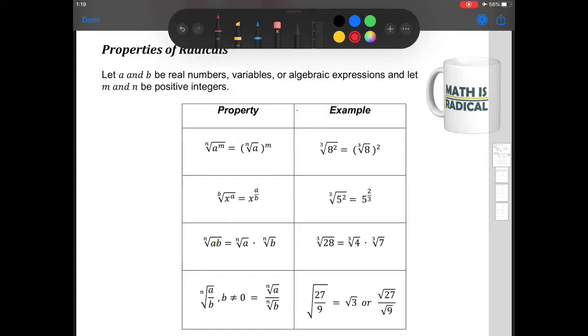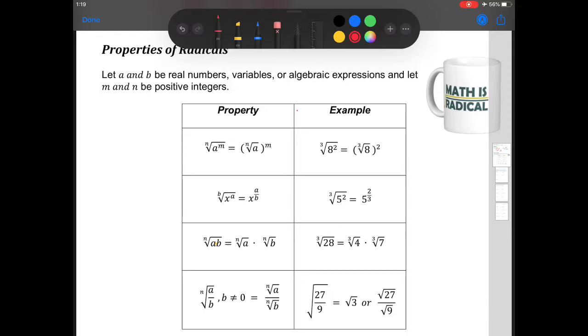So let's get started with the properties of radicals. I highly recommend you make flashcards for these properties and get very thorough with them because we will be using them throughout the year. Okay, so it says let a and b be real numbers, variables or algebraic expressions, and let m and n be positive integers. Let's first talk about what real numbers are. Any number that can be written as a fraction is a real number, and your integers are your positive and negative numbers, right?